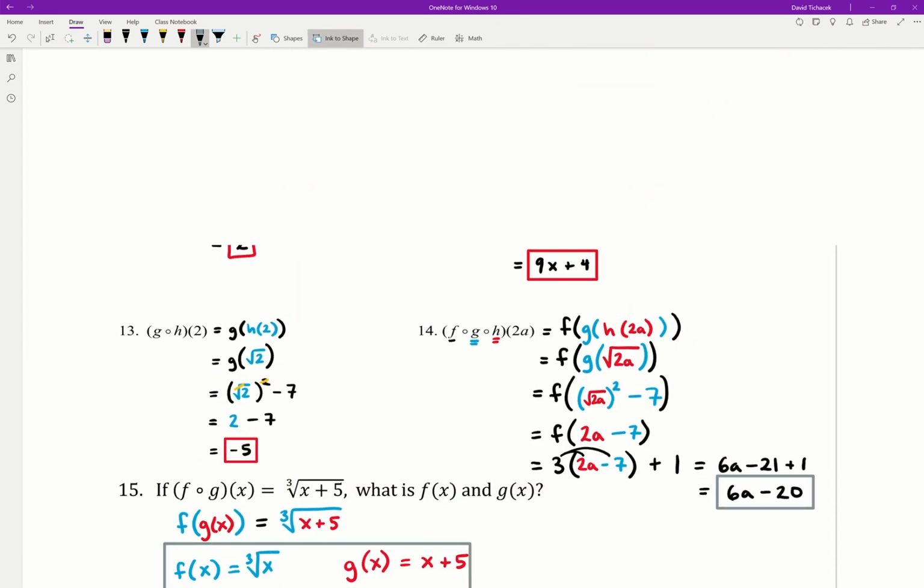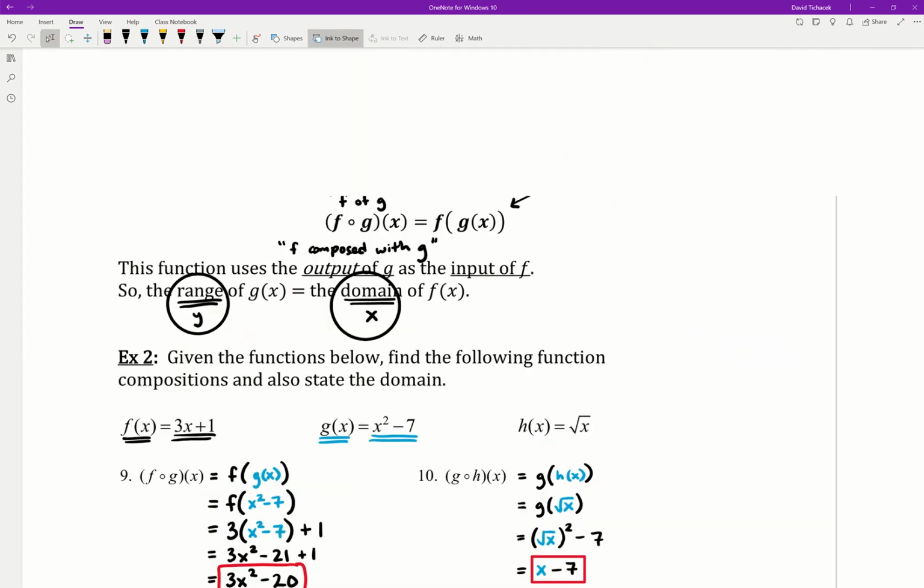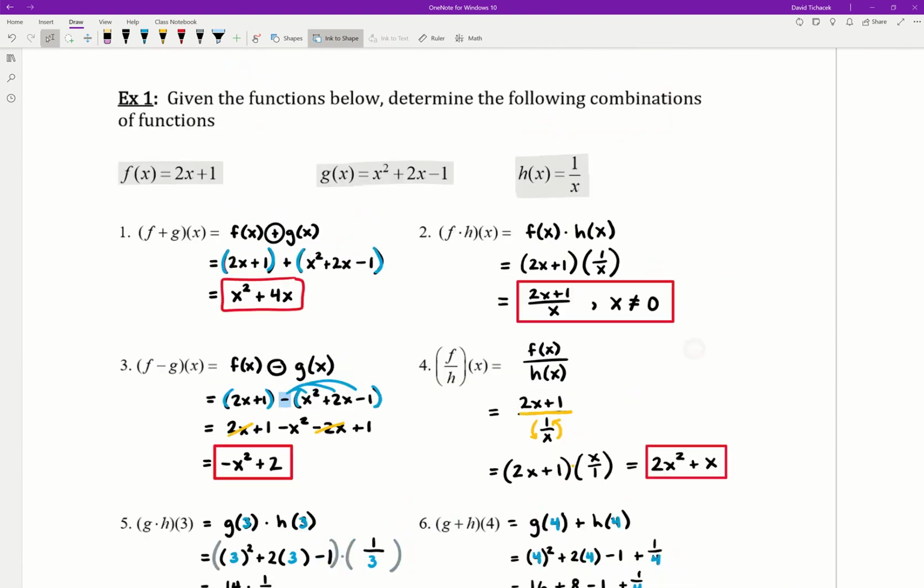Okay, but that's all I have for this video here. So just doing various compositions and combinations of different functions here. Hopefully this all makes sense.